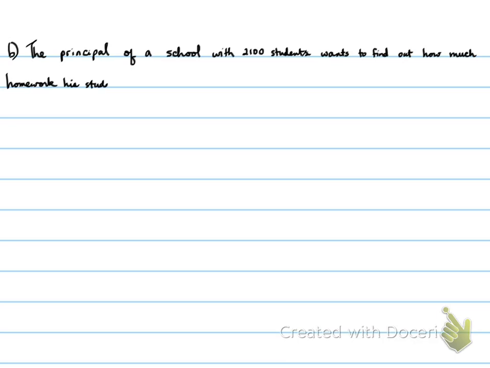Let's look at another example. The principal of a school with 2,100 students wants to find out how much homework his students have each day. So, we need to identify the population, and then we need to identify whether a sample is enough or do we have to survey the entire population, so a census? So the population, obviously, is the students that attend that school, the 2,100 students. Now, are we going to do a sample or are we going to do a census?